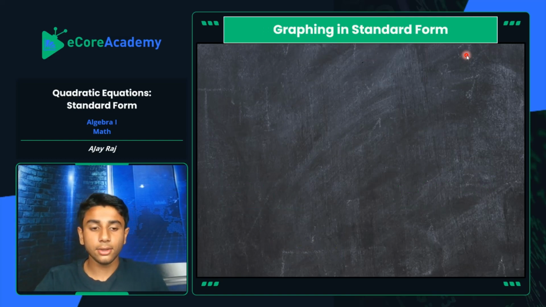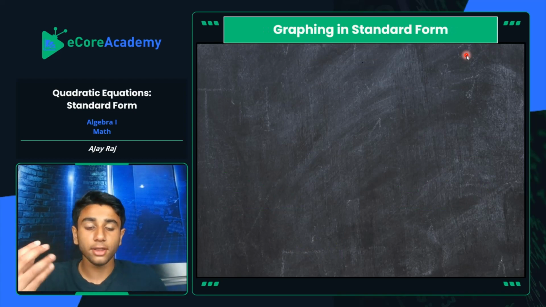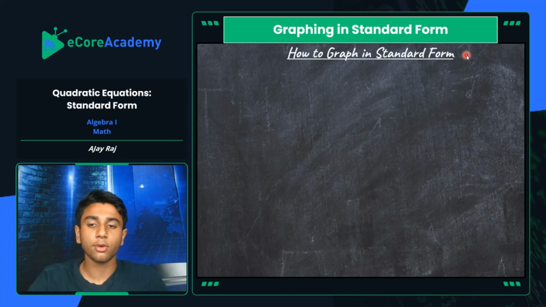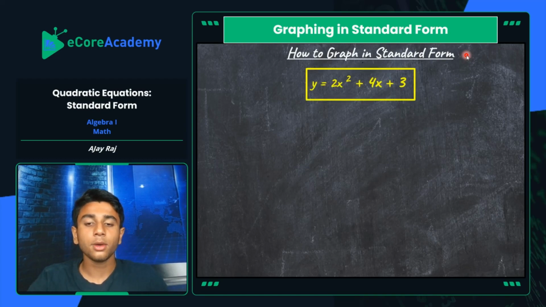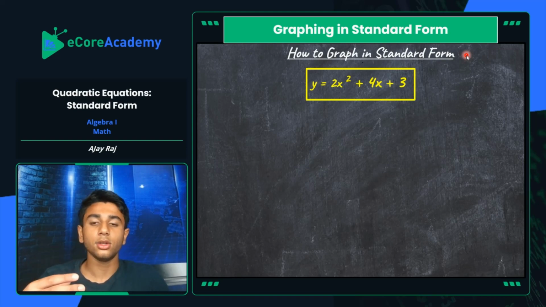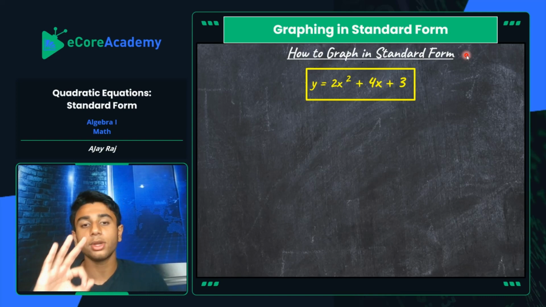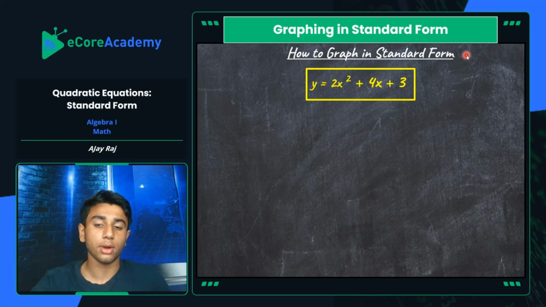All right. Now let's take a look at a very important skill. So we're going to move on to identifying the components of standard form by identifying how exactly we can graph using standard form. So how to graph in standard form. We're given this equation here, y equals 2x squared plus 4x plus 3, and we're tasked with the agenda of graphing it, showing you the whole process of actually turning this into a parabola with at least 3 points minimum to create that parabola.